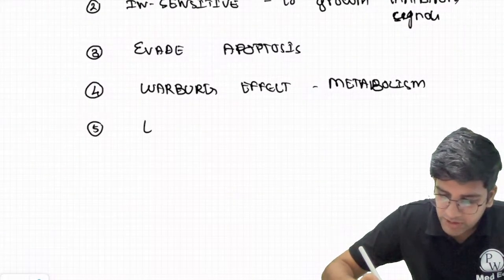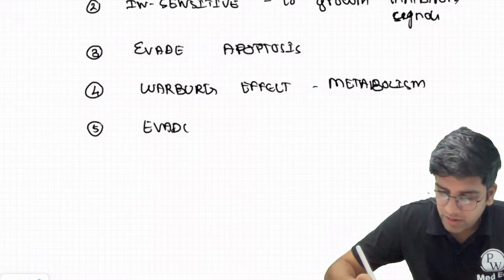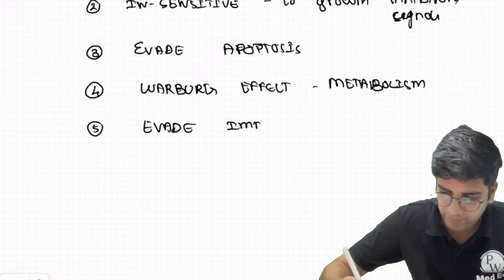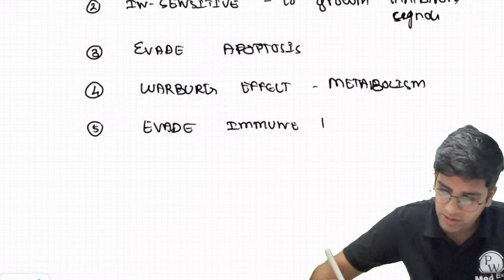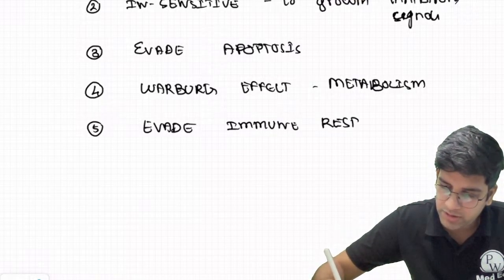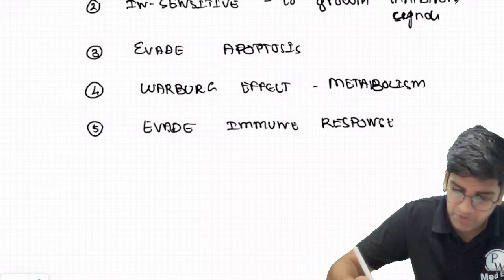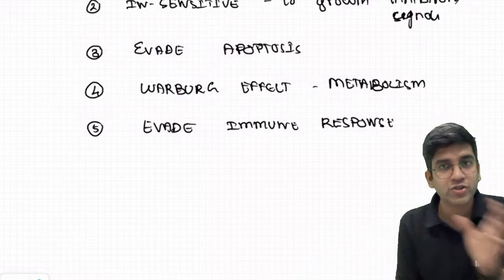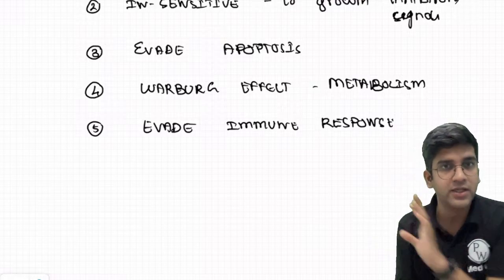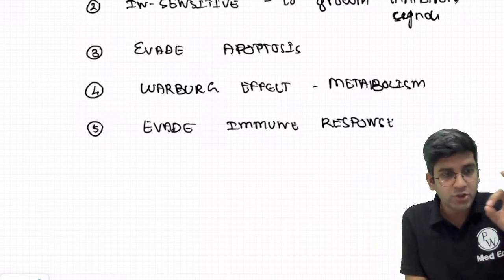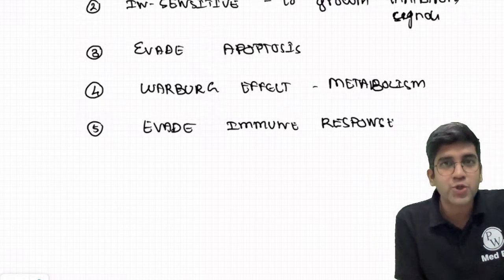That's my fifth hallmark. Tumors evade immune response. Okay, they evade immune response. That's what we do, and we'll see in the subsequent classes how they evade immune response. They are amazing. They evade it so that no one will be able to kill them, right? So that's my fifth point. So once the tumor evaded the immune response, that's when Ayush also said no.